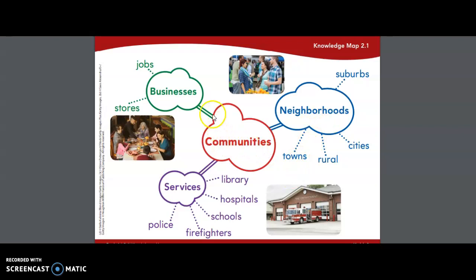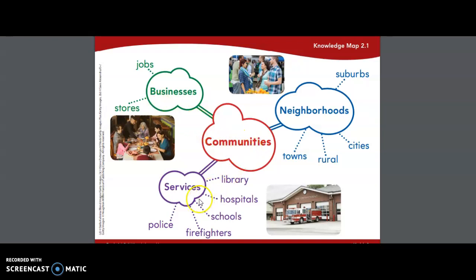So I can also think about businesses. And when I think of businesses, I think of jobs. People have jobs, and those jobs are connected to businesses and stores. Okay, so you might even think of restaurants or stores that you can go shop for groceries, or stores that you can shop for clothes.